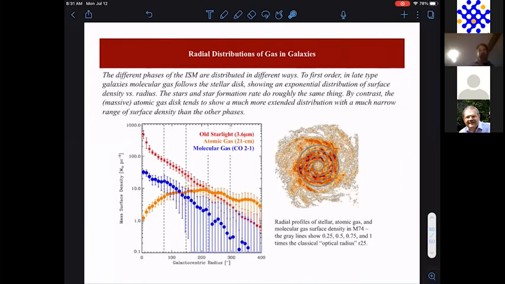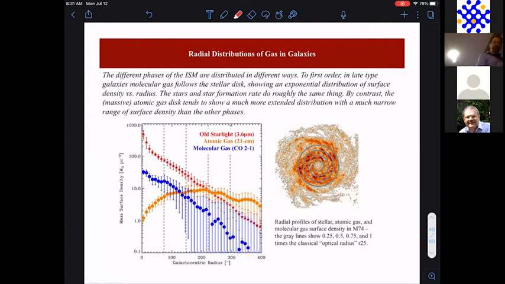So first, let's talk about the radial distribution of these different gas phases. This is illustrated for one galaxy here, but the general trend has been shown to hold in studies of more than 100 galaxies. The different phases of the ISM are distributed in different ways. That's your first order important thing to take away.